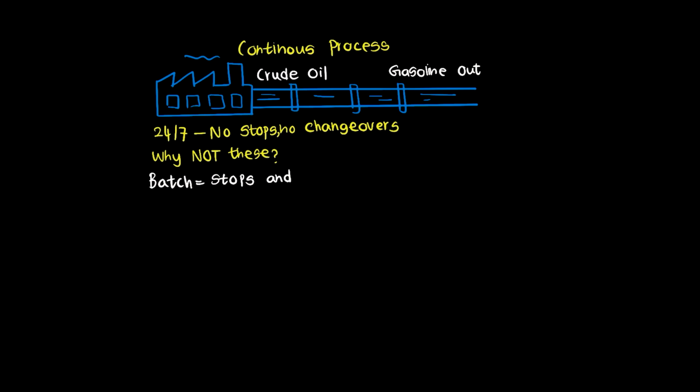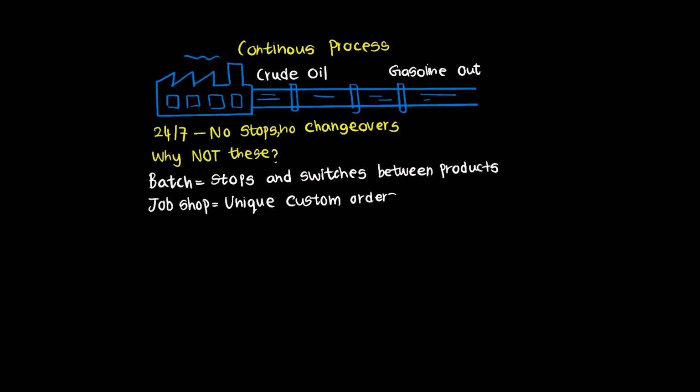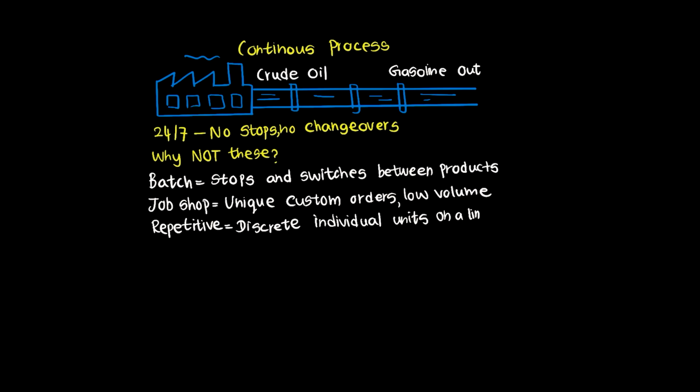That rules out batch. A job shop produces unique custom orders in low volume, with each job following its own routing. An oil refinery is the complete opposite. Standardized, high-volume, uninterrupted flow. A repetitive process produces discrete standardized items along a fixed assembly line in high volume. Think individual car doors or bottles coming off a line one by one. The key difference is that a continuous process deals with flow. Liquids, gases, chemicals, not discrete individual units.